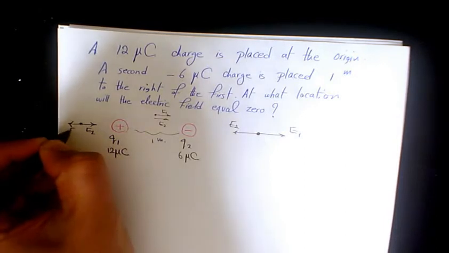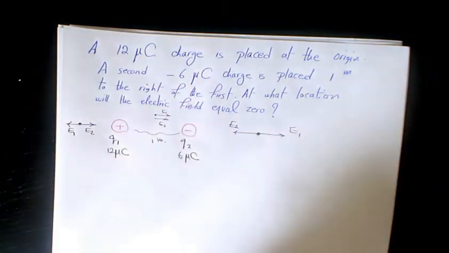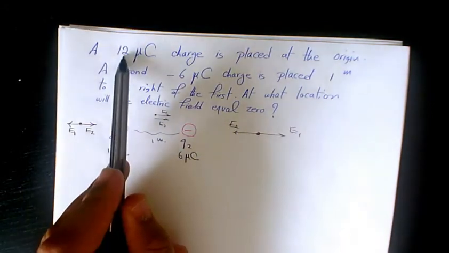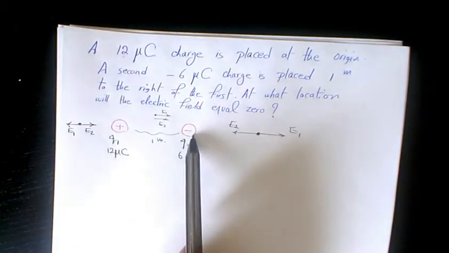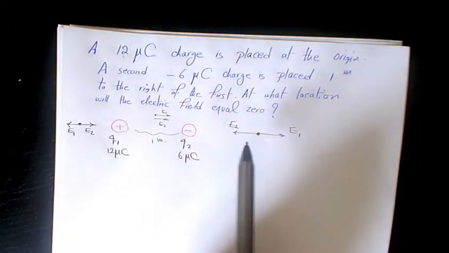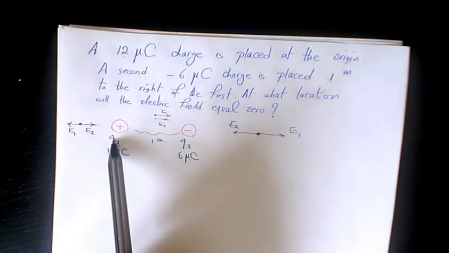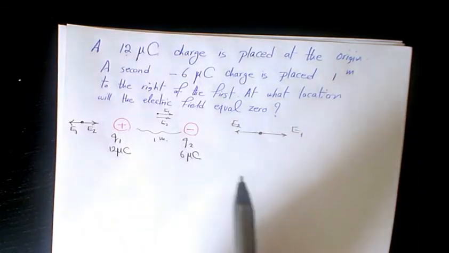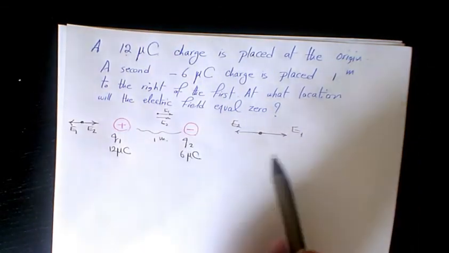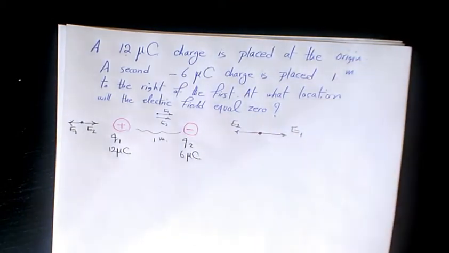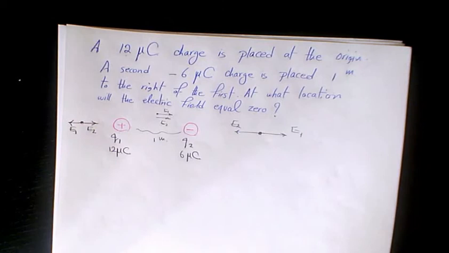So E2 and E1, although they are in different directions, since the first one has greater charge compared to the second one, the distance of this point to point 1 must be greater than the distance of this point to Q2. So that's why it has to be somewhere in here. So let's find out E1 and E2.